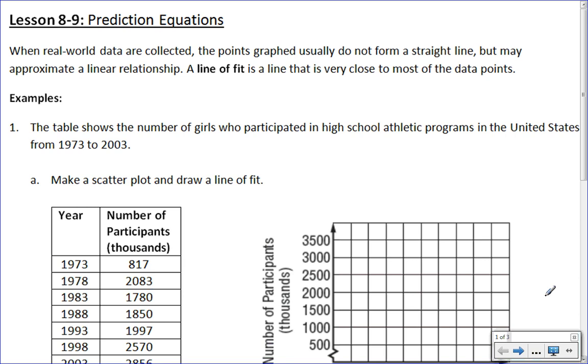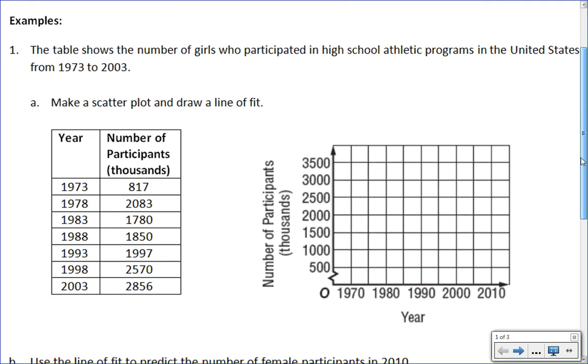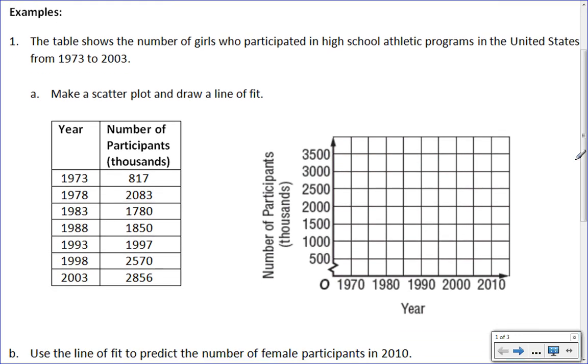It says the table shows the number of girls who participated in high school athletic programs in the United States from 1973 to 2003. We are first going to make a scatter plot and draw a line of fit. So what we want to do is get this table of information into this graph. So let's go ahead and plot each of these points. In 1973, there were 817,000 participants. Notice 1973 isn't exactly on here, and neither is obviously 817,000, so we're just going to have to get pretty close with this. So, about right there.